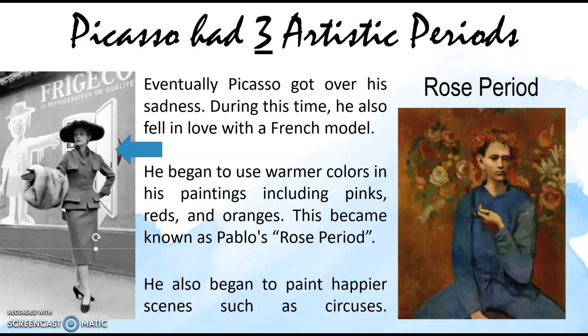Then he eventually begins to get over his sadness. During this time, he also falls in love with a French model, the lady on the left. He starts to then use warmer colors. He gets away from his blues and he starts using pinks and reds and oranges, which is why this period of Picasso's art is known as the rose period. He starts to paint happier things.